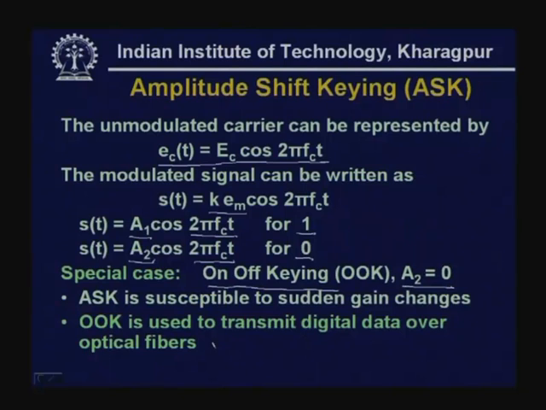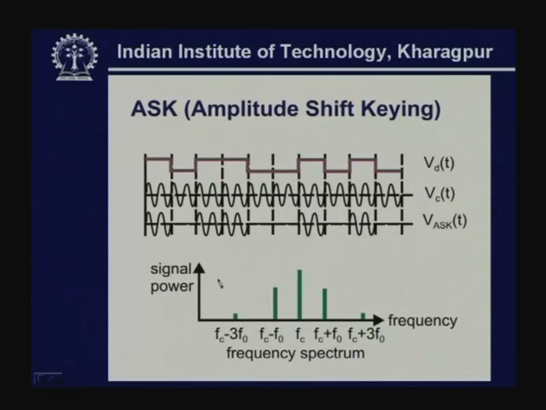That means, whenever it is 1, we send some light coming from a light emitting diode or laser diode, and when it is 0, no light is transmitted through the optical fiber. This is how the modulation is done. So, this is the OOK technique. On-off keying technique is used for transmission of digital data through optical fiber. So, this is how it happens, as shown here. This is essentially on-off keying.